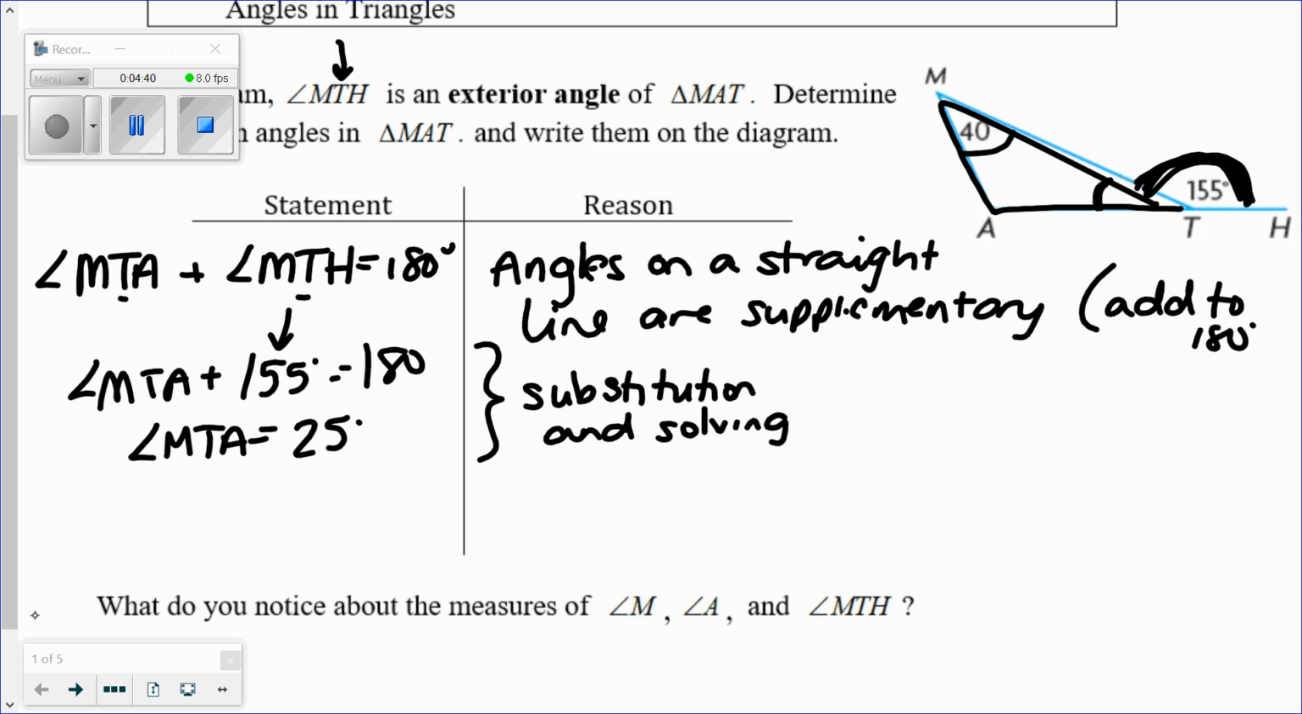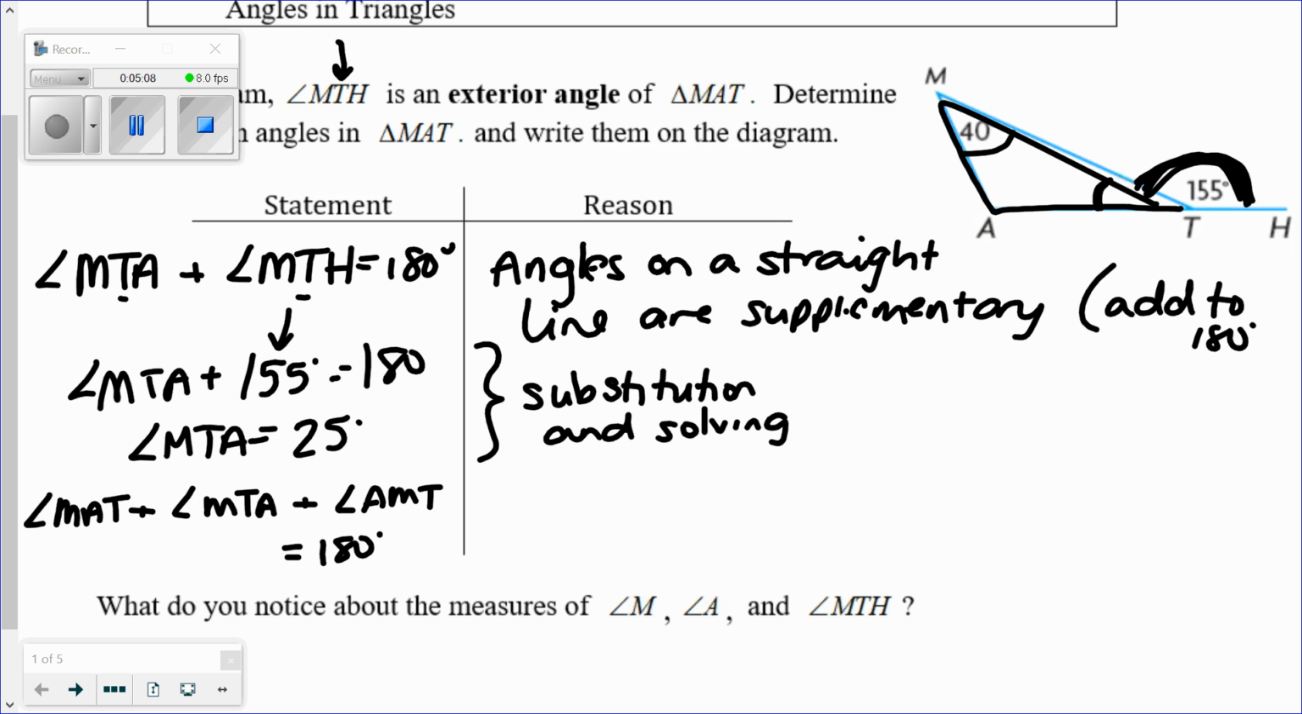So our next statement that we can make, this is something that you've already known, is angle MAT plus the angle at MTA plus the angle at AMT equal to 180 degrees.